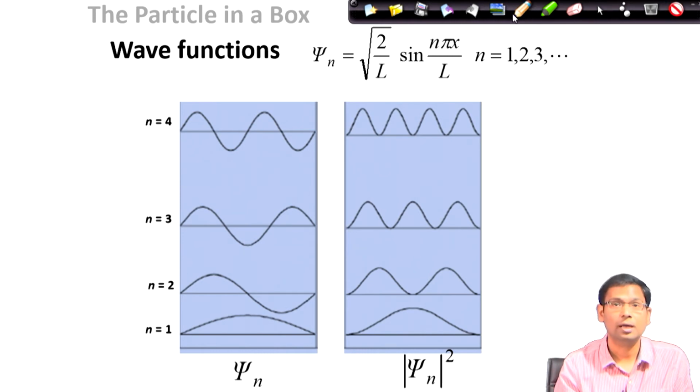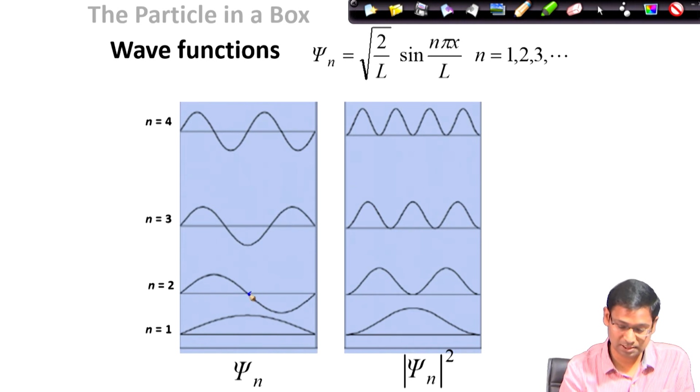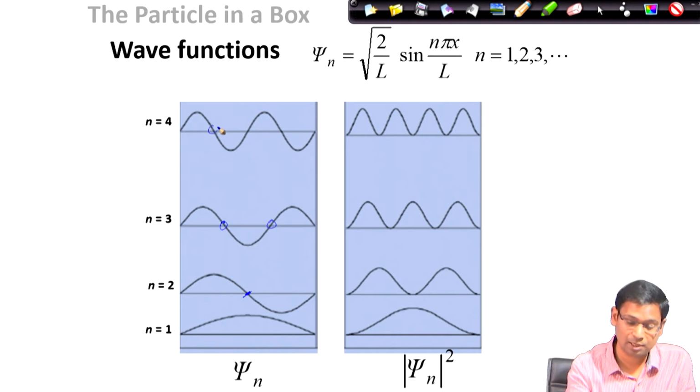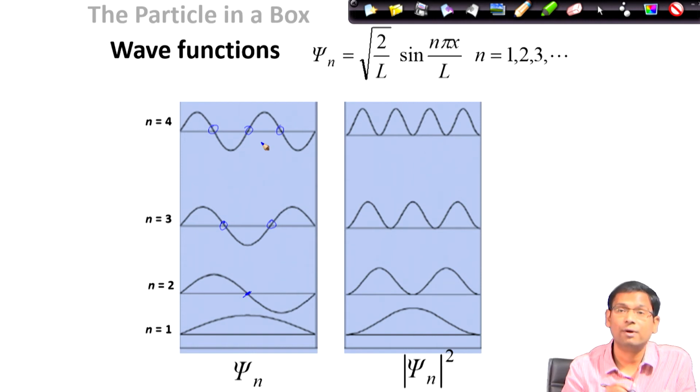For example, here this is one node point, here I have got two nodal points, n equals 4, I have got 3 nodal points. The nodal points are the points where the wave function vanishes, and therefore, the probability density at that point becomes 0. That means you can never find your particle at that position.